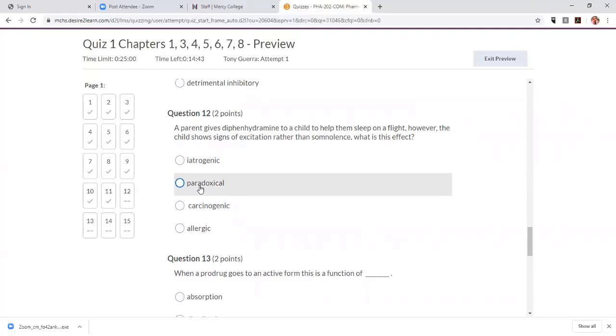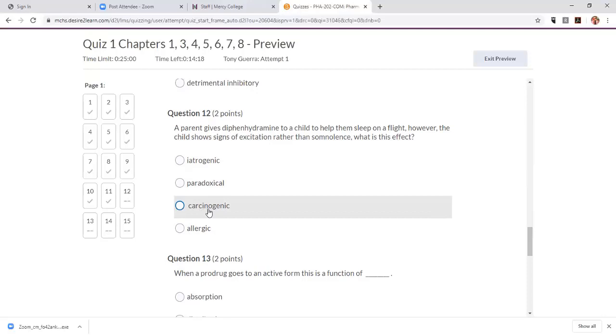Paradoxical. Well, what did I expect? I expected somnolence and I got excitation. So paradoxical is actually the opposite of what I expected, which is what this is. But let's see if there's another one that might also be right. If you're in a hurry, you would end there. Say, I found the right answer, I'm done. But if you're not in a hurry, I see I have 14 minutes left. I'm not going to hurry. I'm going to work through these last ones.